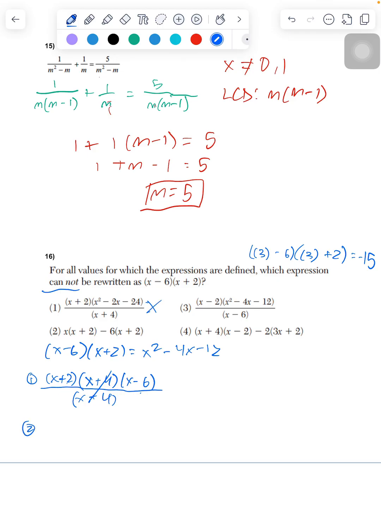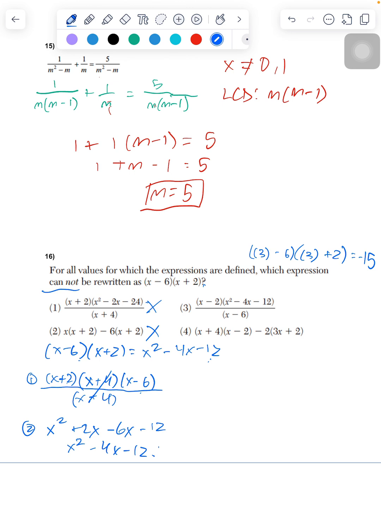Second one, I'm going to do the same thing. X times x is x squared. X times 2 is plus 2x. Now, negative 6 times x is negative 6x. Negative 6 times 2 is negative 12. So I'm going to get x squared minus 4x minus 12. Remember, and this equals that. So these two are equivalent. This is all equivalent. So I'm also going to reject this answer. It's asking which one it can't be.